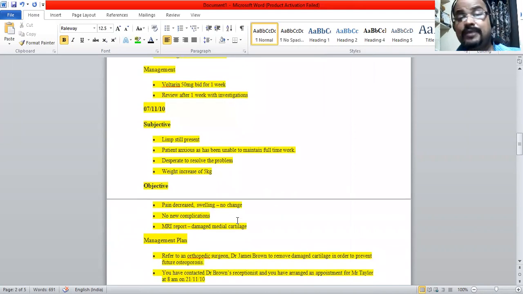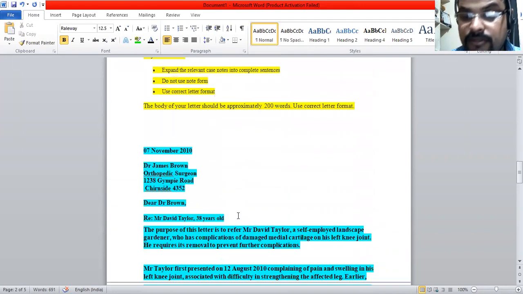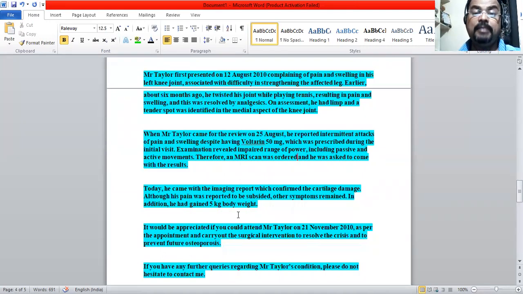Review after the investigations, on 7th. Now this is today's matter. The limp is still present and he is very anxious and desperate, with weight increase. So now there are new complications. Today he came with the imaging report, which confirmed the cartilage damage. Although his pain was reported to have subsided, other symptoms remained. In addition, he had gained 5 kg of body weight. Clear. So the matter up to here is divided into 3 paragraphs. The first one is 12th, the next one is 25th, and today, that is 7th of November.